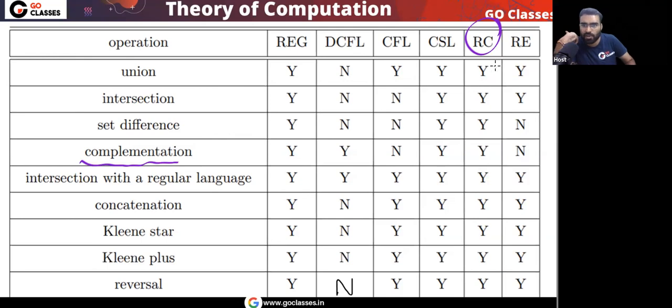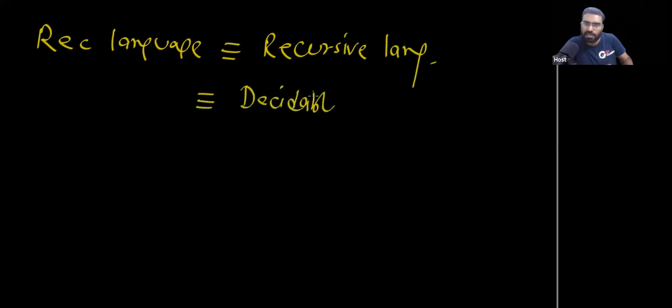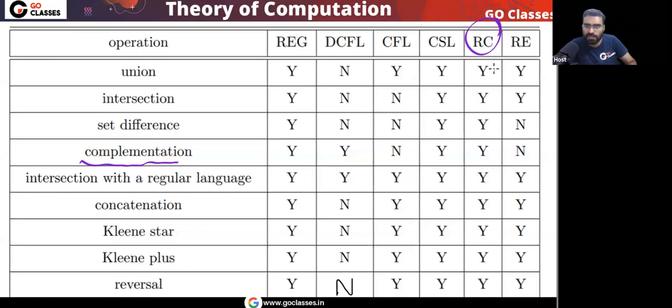Recursive languages are closed under all the standard operations. Recursive means decidable, and decidable means recursive. These two things are the same. So recursive languages are closed under all the standard operations.